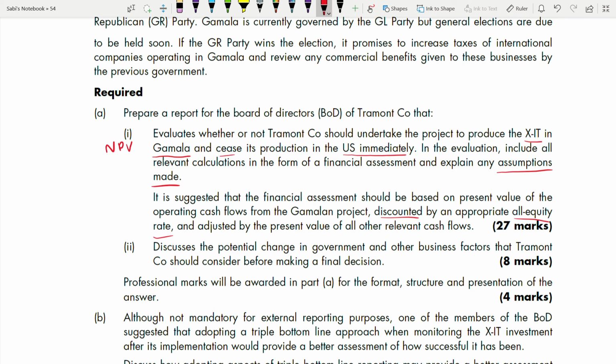Coming to the second part: discuss the potential change in government and other business factors that Tramont company should consider before making a financial decision. You have to be very careful about what elements are in your report. In part A, both the first and second parts are in your report. Part B is not in your report. It is separate, so don't include part B there. Wherever the professional marks stop, whatever is above that is your report. After that, they are independent questions.